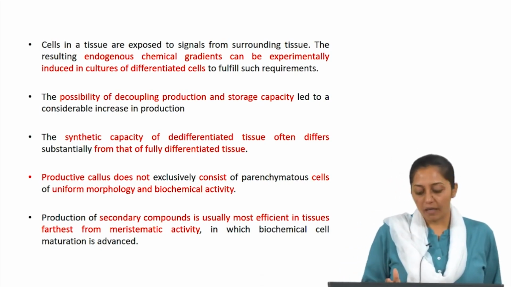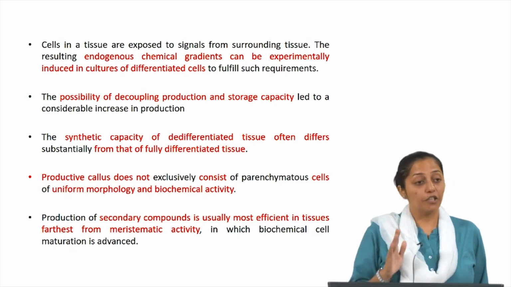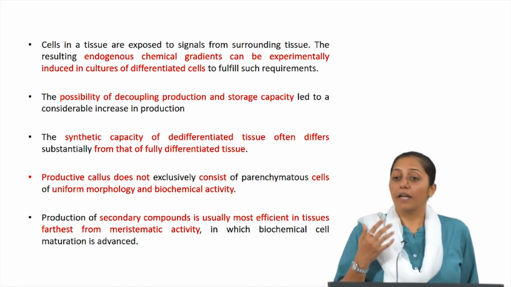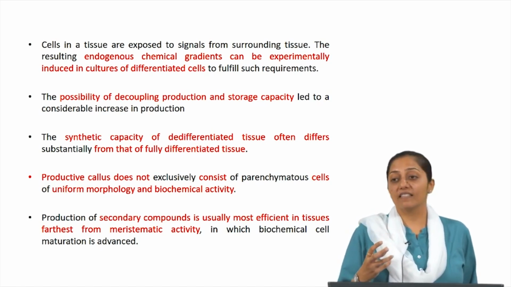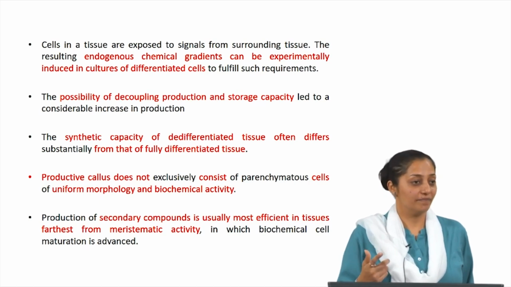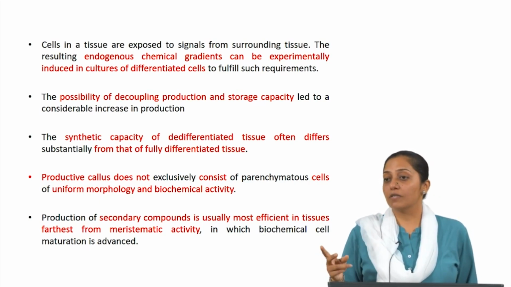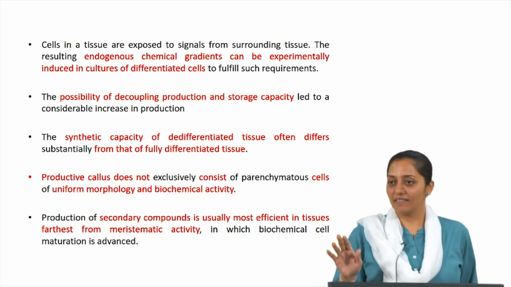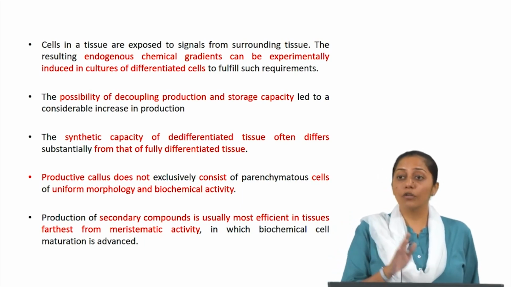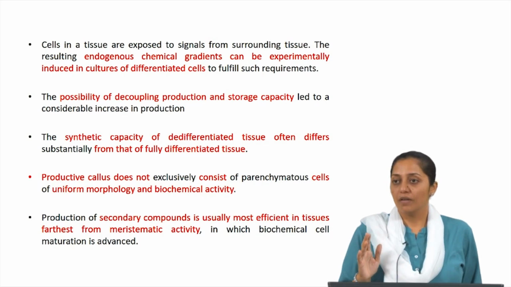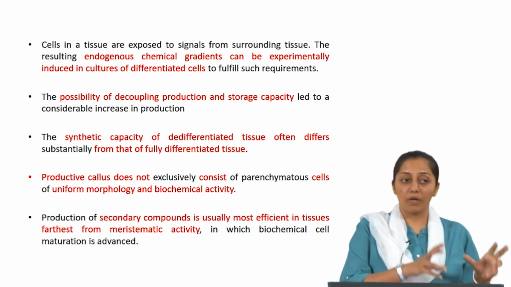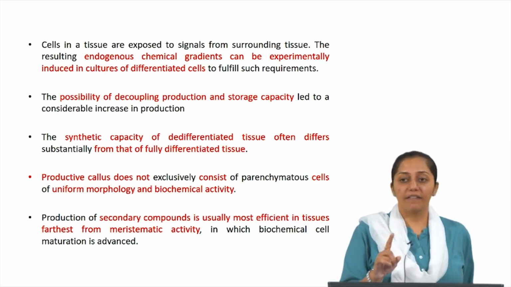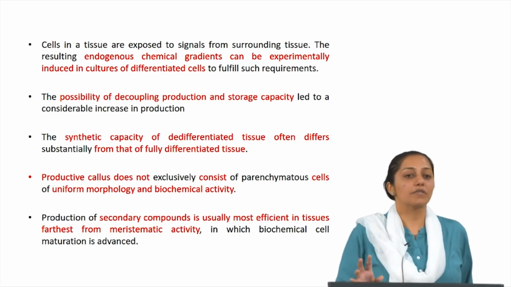Now production of secondary compounds is usually most efficient in tissues farthest from the meristematic activity. So for higher biomass productivity, you would need the cells to continuously keep dividing. And for secondary metabolite biosynthesis, the word secondary itself says that resting cells would produce better. So it is a non-growth associated production. Therefore, decoupling of the production phase and the growth phase is sometimes found to be better in improving the secondary metabolite biosynthesis.